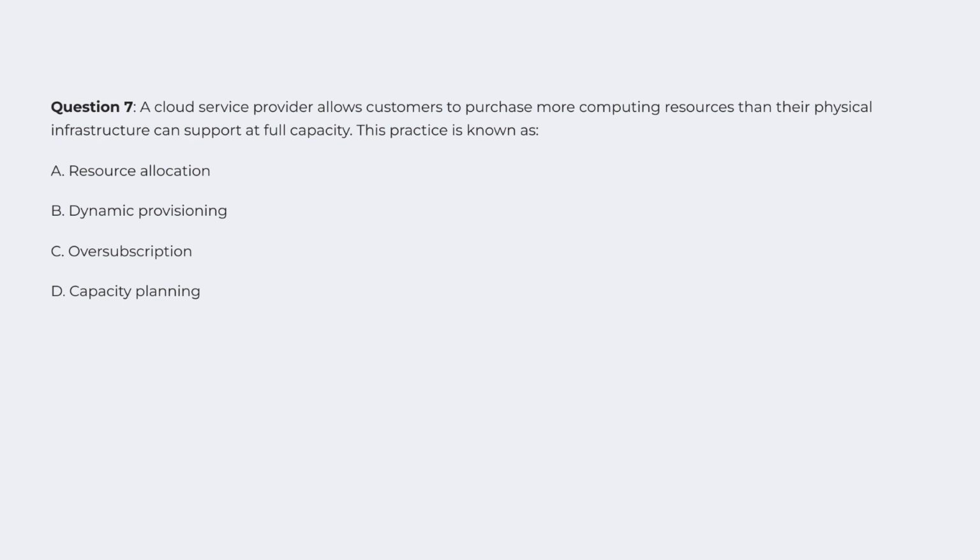Question 7. A cloud service provider allows customers to purchase more computing resources than their physical infrastructure can support at full capacity. This practice is known as: A. Resource allocation. B. Dynamic provisioning. C. Oversubscription. D. Capacity planning.